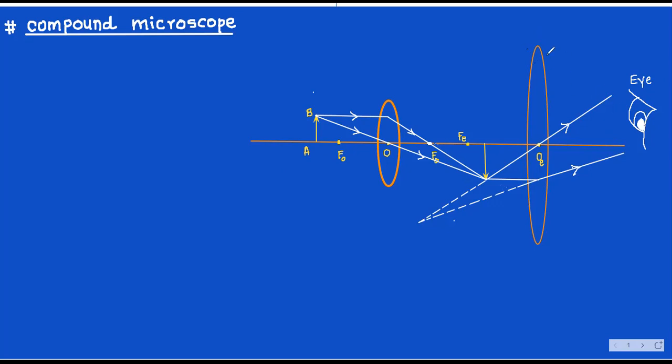This lens is near to the eye, that's why we are calling it as an eyepiece. And this lens is near to this object, that's why we are calling it as an objective. Understand? And now this image will get formed somewhere here like this.